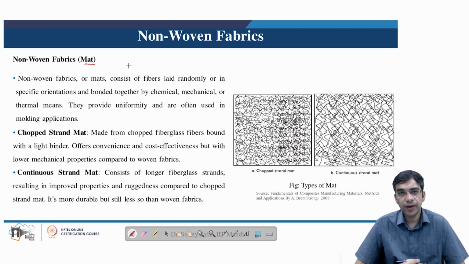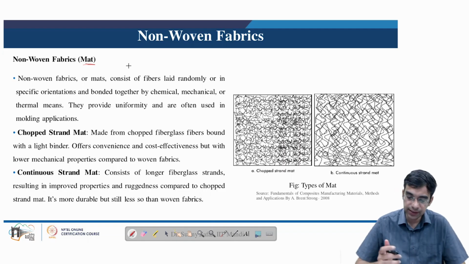Non-woven fabrics involve the use of chopped strand mat. Here chopped fiberglass bound with a light binder is used. This offers convenience and cost effectiveness but with lower mechanical properties compared to woven fabrics. Then we have continuous strand mat. In this case, it consists of long fiberglass strands resulting in improved properties and ruggedness compared to chopped strand mat. It is more durable, but less than the woven fabrics.